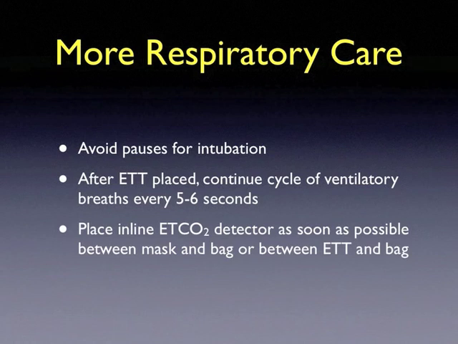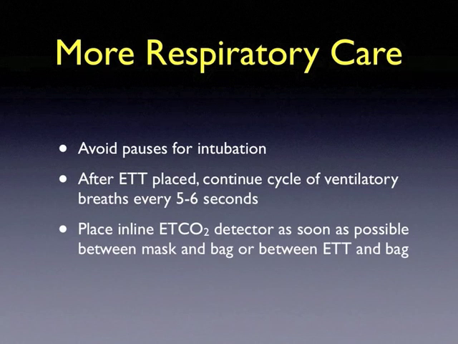Once the tube has been placed, you want to continue ventilatory breaths every 5 to 6 seconds. It's not quite as important in this case to deliver them with the chest recoil, but if you can, it's a good idea, because now we're trying to avoid breath stacking, and again, to decrease positive pressure ventilation and impaired venous return.